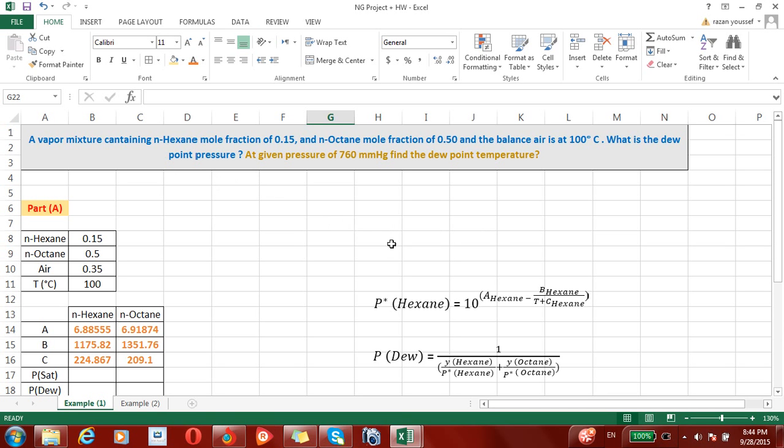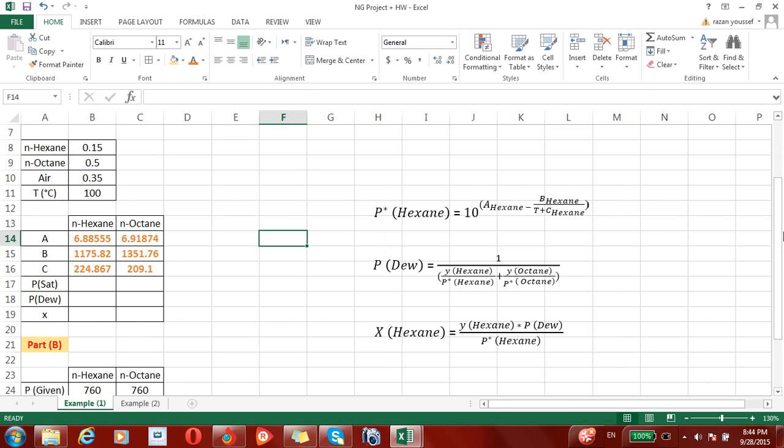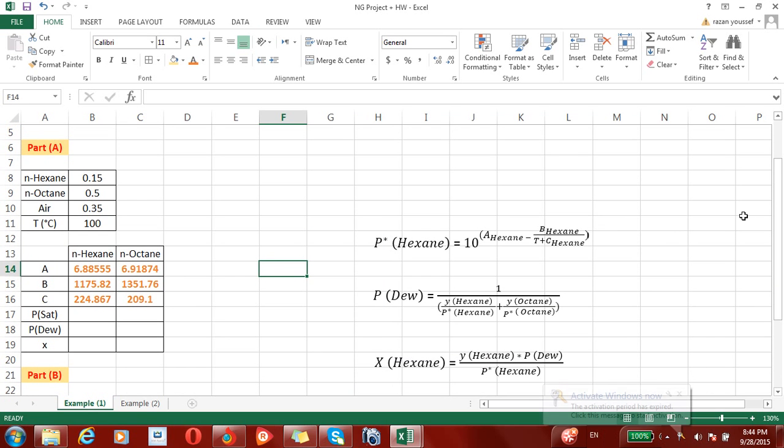And to make it easy for me and for you guys, I already wrote here all the equations that I'm going to need for this example, so I will not go back and forth to make sure that I wrote the right equation. As you see here, I already wrote the givens: n-hexane 0.15, n-octane 0.5, the air 0.35, and the temperature 100 degrees Celsius.